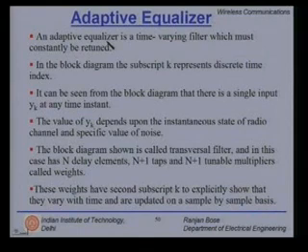So, an adaptive equalizer is a time varying filter which must be constantly retuned. How do we retune it? We will look at some popular algorithms today. In the block diagram, the subscript k represents discrete time index. It can be seen from the block diagram that there is a single input yk at any time instance, and the rest are the delayed versions.